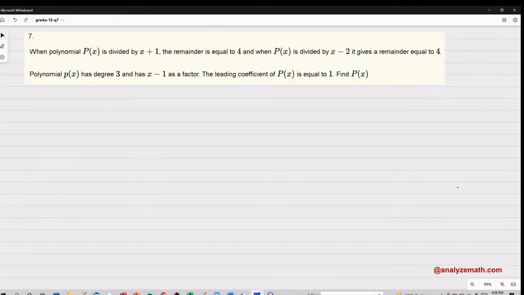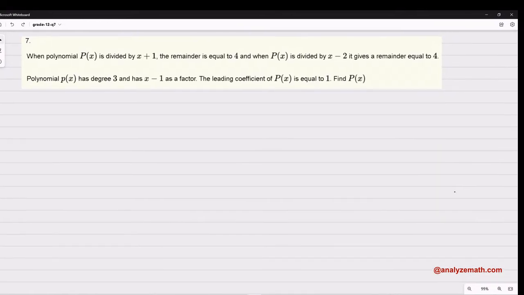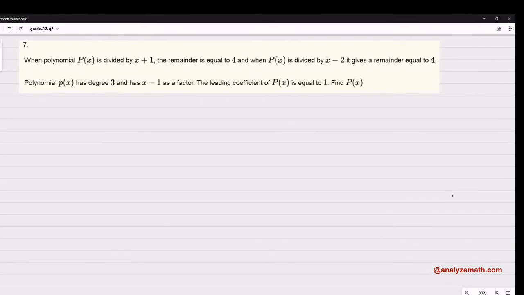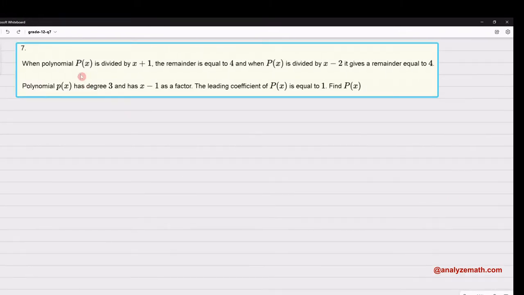This video is about a problem on polynomials. We are given the polynomial p of x, and they say that when it's divided by x plus 1, the remainder of the division is equal to 4. When the same polynomial is divided by x minus 2, the remainder is equal to 4 again.